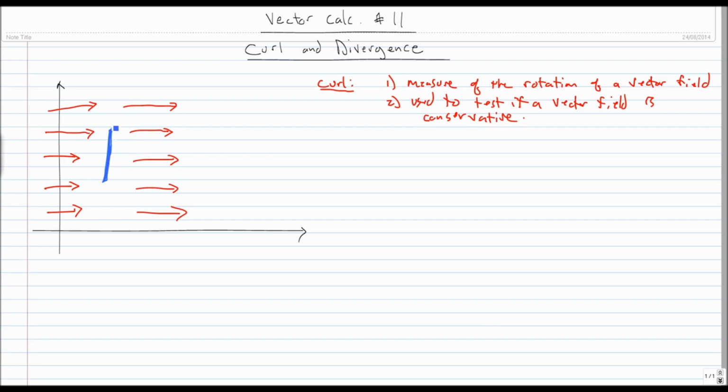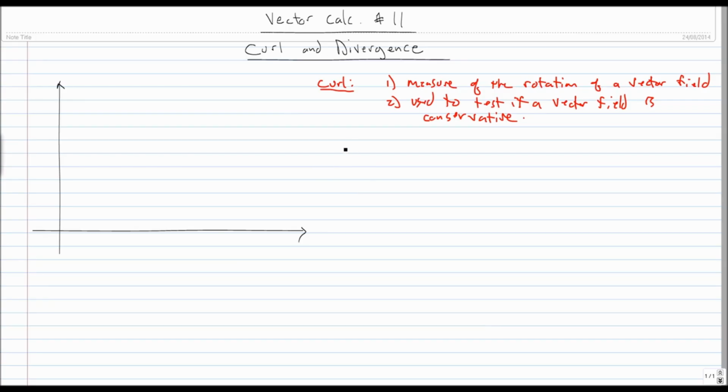You can imagine that if this is where you put the stick at t equals 0, then at some time t later, this stick is just going to be translated in this direction to some other point, or it's going to be translated in this direction to some other point, but it's not going to rotate at all either way about any axis. Okay, so that would mean that for this particular vector field, the curl is 0.